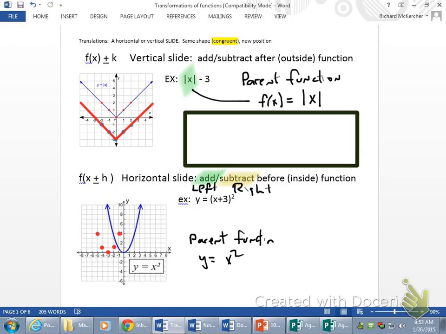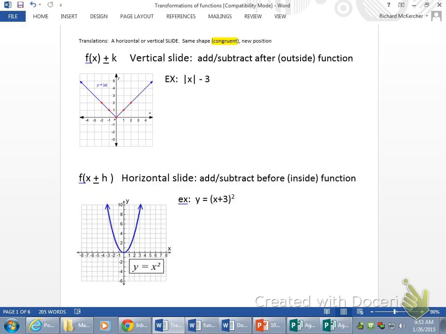So the parent function was y equals x squared. And again, I encourage you to look back and see how that graphed and how that happened. And we recognize that if we add on the inside, it actually moves left. If we subtract on the inside, it moves to the right.